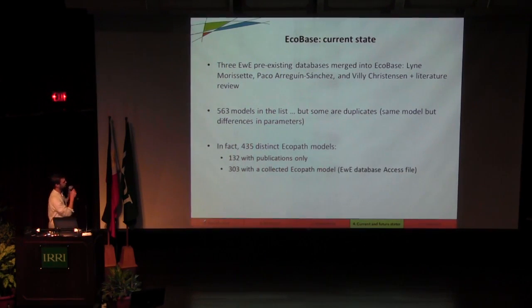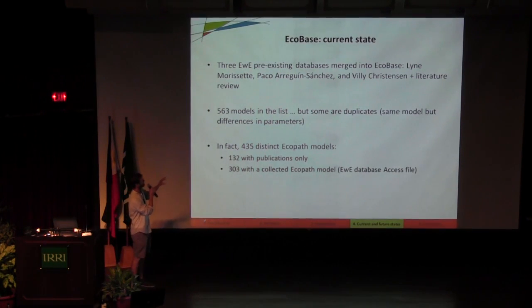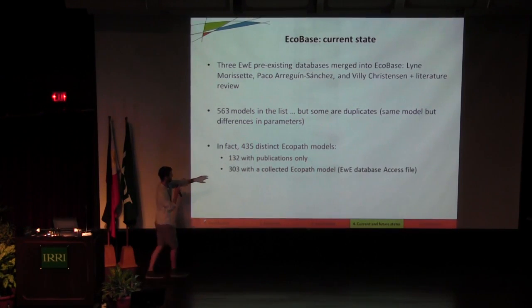Right now, the current state is that through my PhD, I have been merging three pre-existing databases coming from Lynn Morissette, Aquarium, Sanchez, and David Christensen, plus some literature review. We merged all of that, and at the end we got 563 EcoBase models, but some are duplicates because we had different versions from different databases. So it was a struggle at the beginning. In fact, at the end, we got 435 distinct models, of which 303 are EcoBase models.